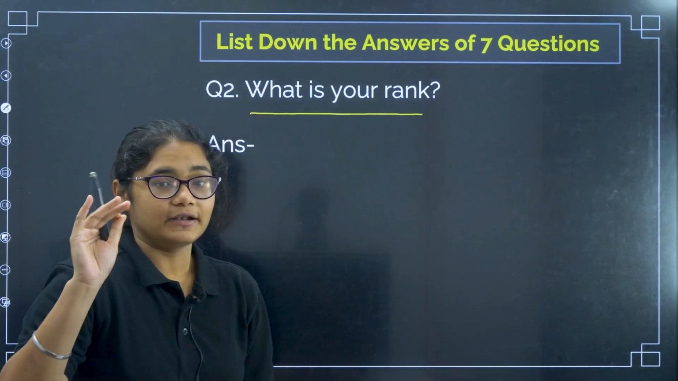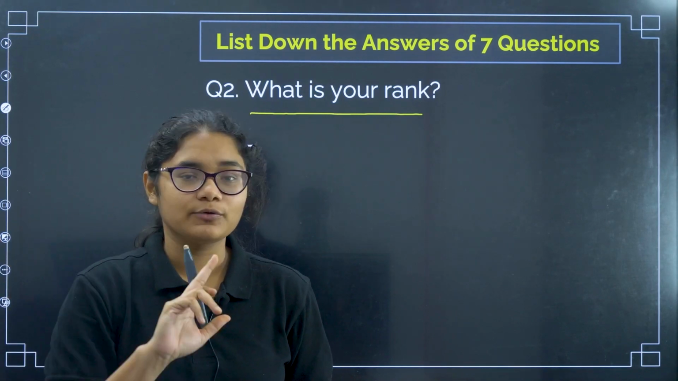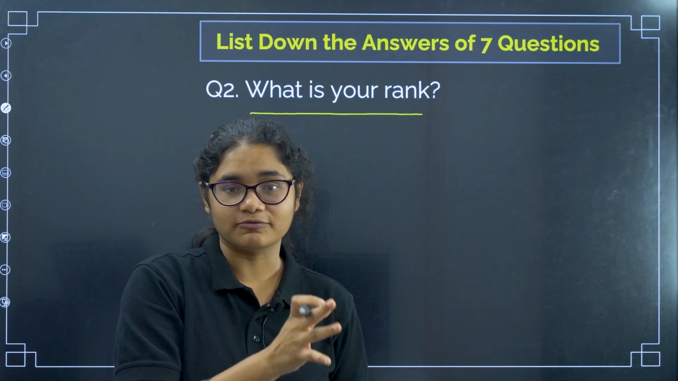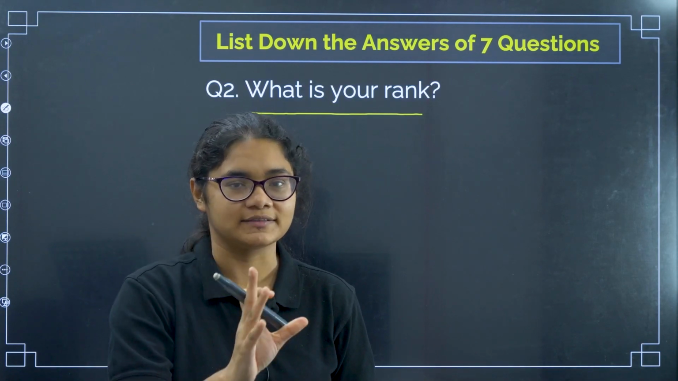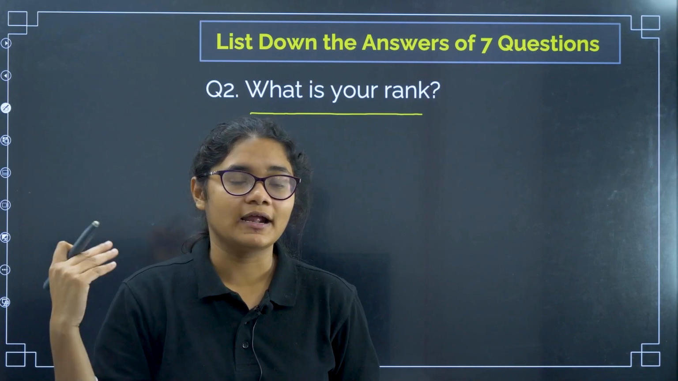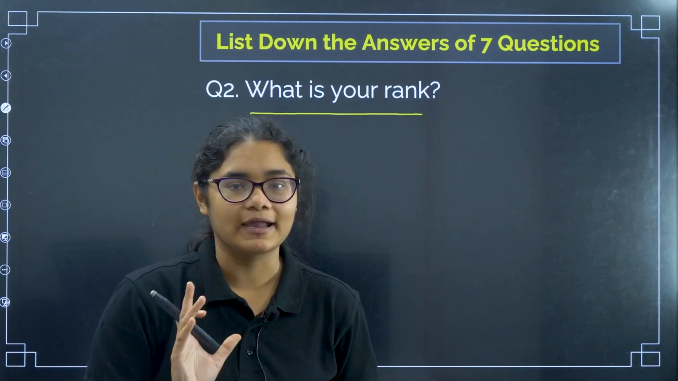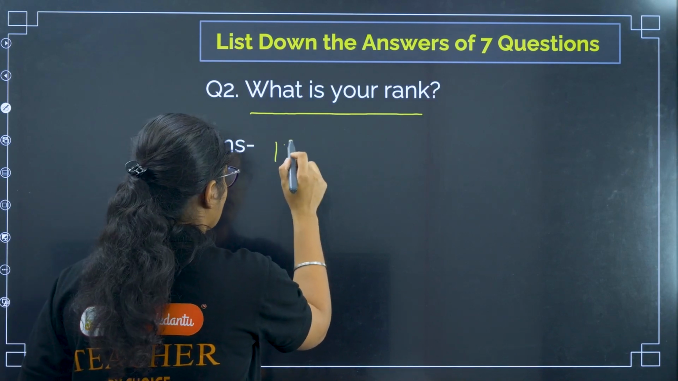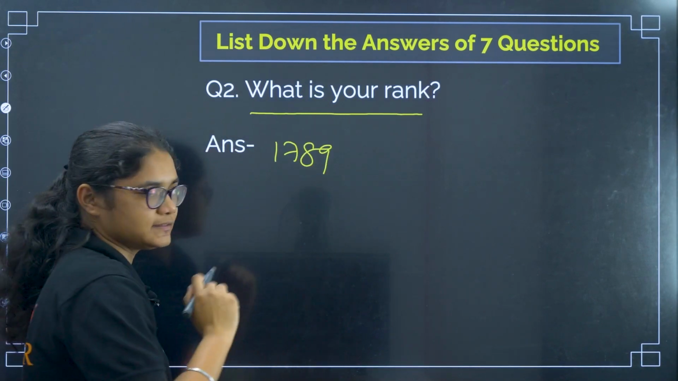After writing the answer for this question, the next question is, what is your rank? Now, whichever college you want, you cannot necessarily get it. It all depends on your rank, how you have performed in the KCET examination. Based on this rank, you have to think about which colleges cover my rank range. For example, I have taken a rank of 1789. Suppose this is my rank.